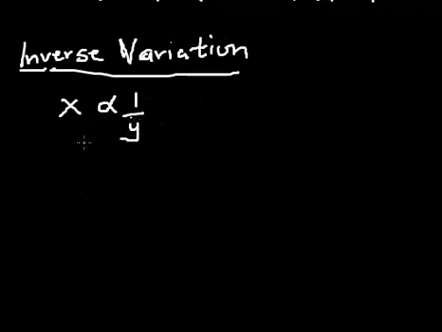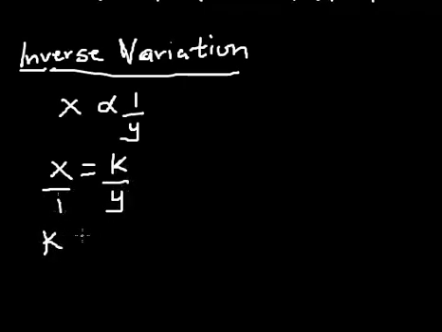The same process goes through. Of course, I change the sign of variation, and then I need to introduce a constant. In this case, x is equal to k all over y. If I want to get k, I have to cross multiply, so k becomes xy. That is inverse variation. And what is the implication of inverse variation? If two quantities vary inversely with each other, when one increases, the other one decreases, and vice versa.